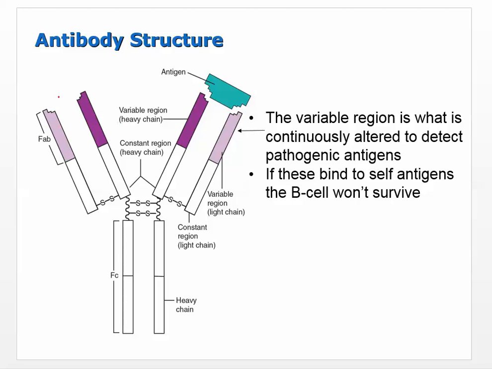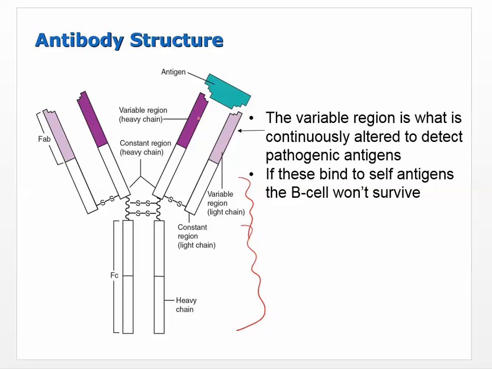So we call this upper area the variable region. That's the variable region, and it's that way because it varies. It's constantly rearranging to sample different pathogens. And this area down here is the constant region. Okay, so the variable region is what is continuously altered to detect pathogenic antigens. If these bind to self-antigens, they won't survive.